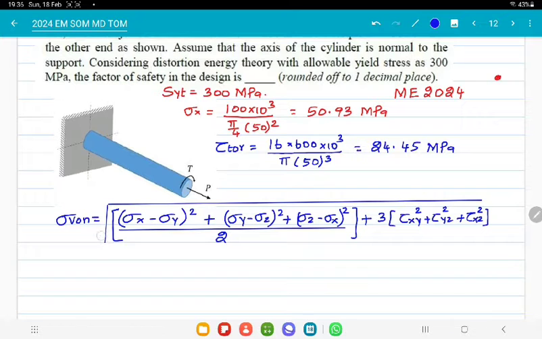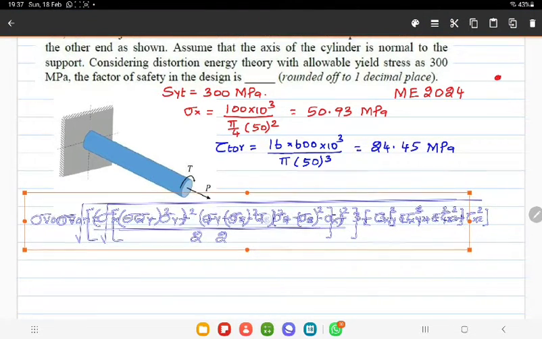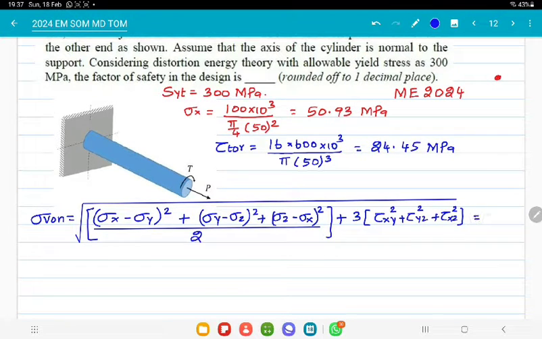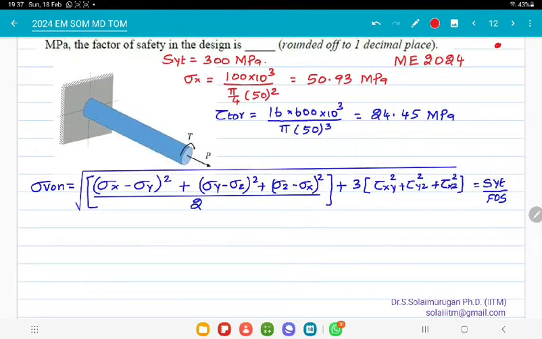This is the von Mises stress formula, right? This will be equated to SYT, strength value divided by FOS, okay, right. Now substitute the values, directly we can get the answer, right? Substitute the values.